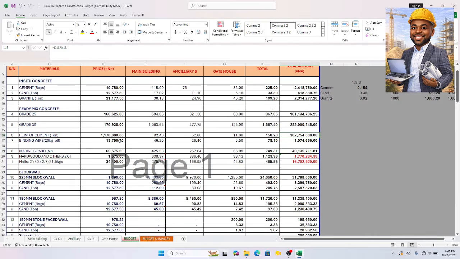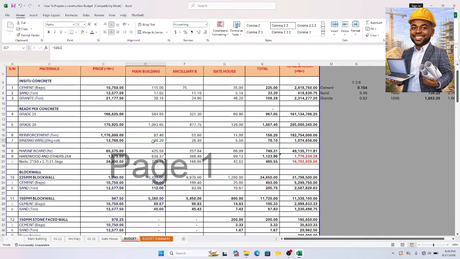Then binding wire. Binding wire is very interesting. Now, the binding wire for every 1 ton, each roll of binding wire goes for 2 tons. Each roll of binding wire covers 2 tons. All right. So if you come here, basically we have 2.4. So basically we are going to have here divided by 2.